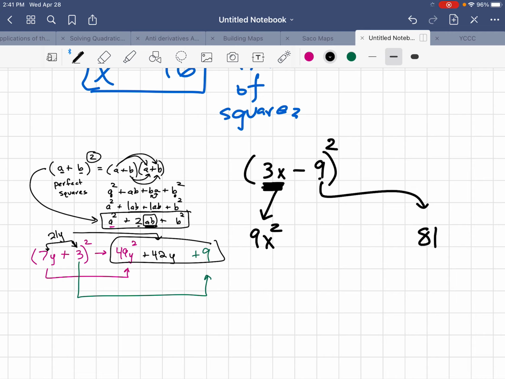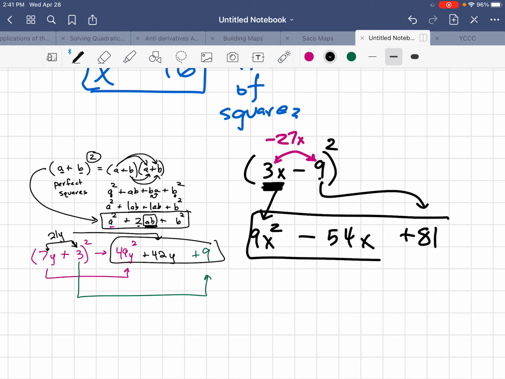Negative times negative, always positive. I'm going to multiply the 2 values. 3 times the negative 9 is negative 27. Keep any variables. And then double that. 2 times negative 27 is negative 54x. And that's how you square a binomial.